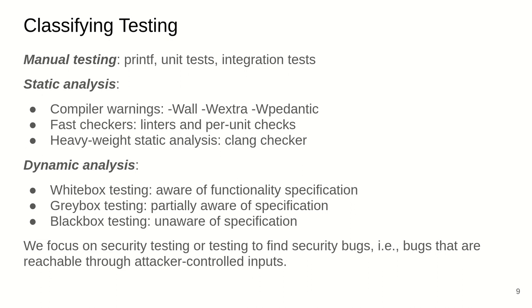So this could be white box testing, where we are aware of the functionality specification, so we are looking into the specification. Gray box testing, where we're partially aware of the specification, or black box, where we're unaware of the specification. Now here in this class, we're focusing on security testing, or testing to find security bugs, as in bugs that are reachable through attacker-controlled inputs. Issues like unit tests or individual smaller abstractions or smaller levels are not that interesting for us. If the bug cannot be reached through attacker-controlled input, it is a bug and not a vulnerability, and of less importance for us.